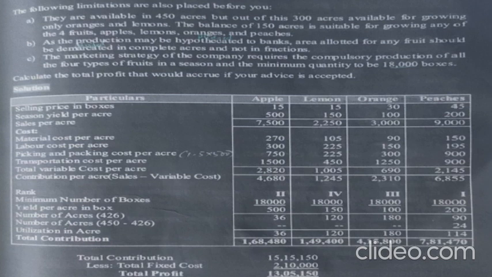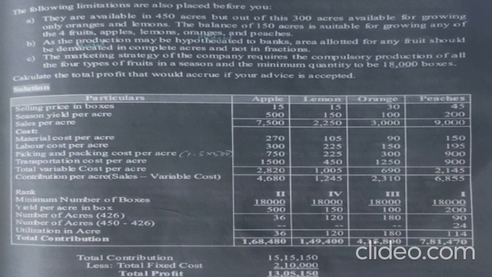The marketing strategy of the company requires compulsory production of all four types of fruits in season, and the minimum quantity is 18,000 boxes. So the company wants the production to be a minimum of 18,000 boxes for each fruit. Let us get into the calculation.